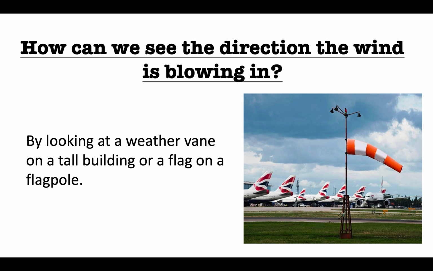Or a flagpole. So the flag on a flagpole, if you go out, there are flags pretty much everywhere, all right? And if you just look at a flag on a normal day, you will be able to tell by the way the flag is blowing what direction it's going in, and if it's really windy or how heavy the wind is, okay? So yeah, we can see the direction the wind is blowing in by looking at a weather vane on a tall building, or a flag on a flagpole.